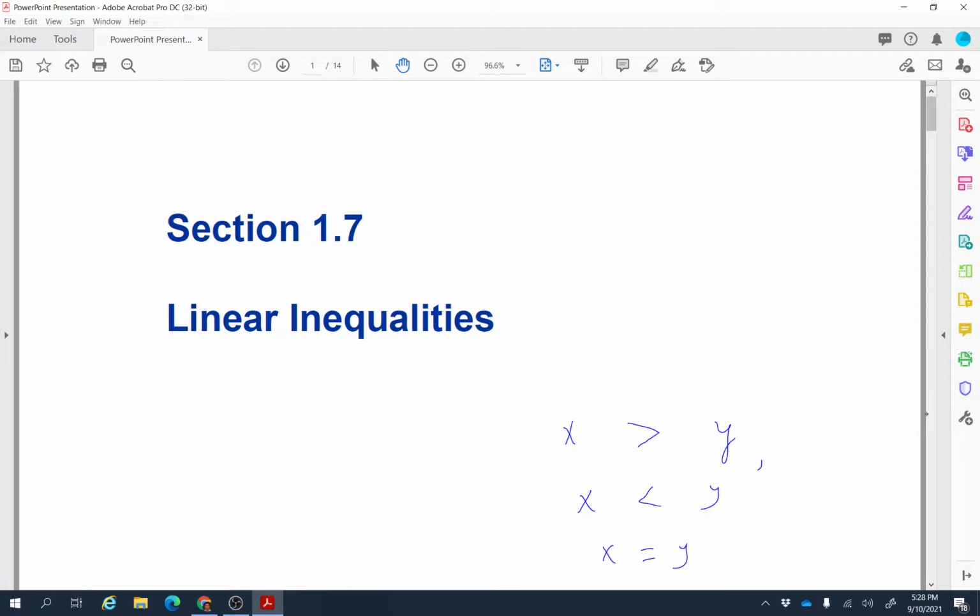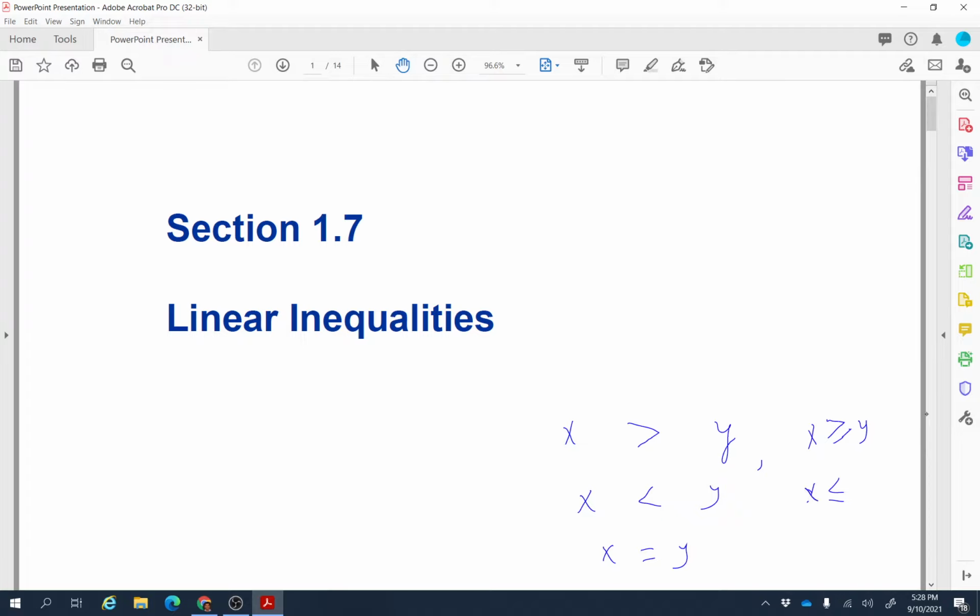Sometimes, because of the situation, they might have more than one value. So sometimes we might use the greater or equal, less or equal signs as well. These are the signs we're going to use: greater than, less than, equal, greater or equal, less or equal. So greater or equal means the number on the left side might be greater than or equal to the number on the right side. For example, if x is greater or equal y, that means x might be equal to y or might be greater than y.